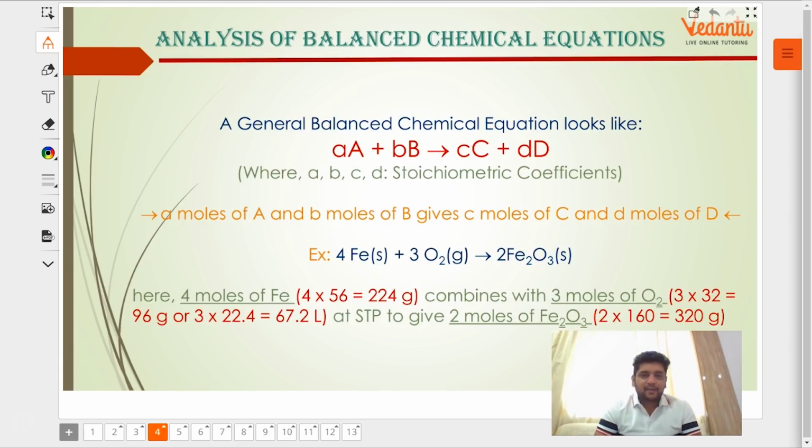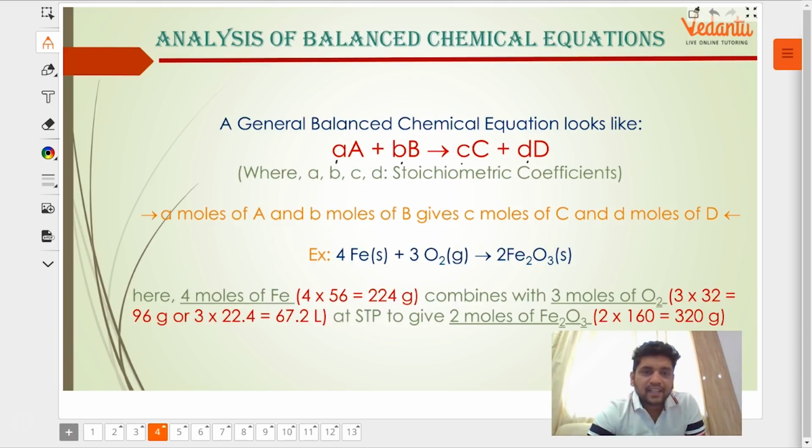A general balanced chemical equation looks like this: aA plus bB giving you cC plus dD, where the small a, small b, small c and small d are called the stoichiometric coefficients. These are the numbers that you use to balance the reaction. In a balanced chemical reaction, mass is conserved, the number of atoms of different elements has to be conserved, and the substances that are taken should be in their standard states.